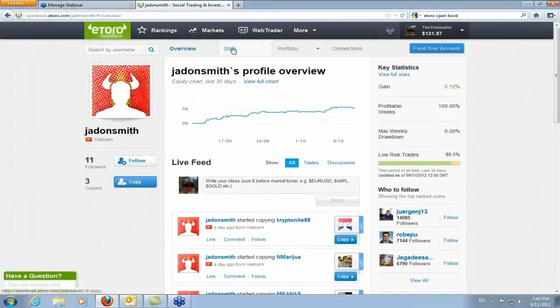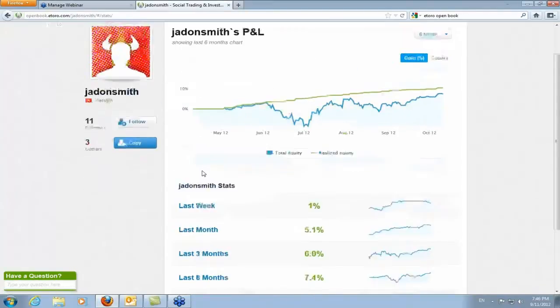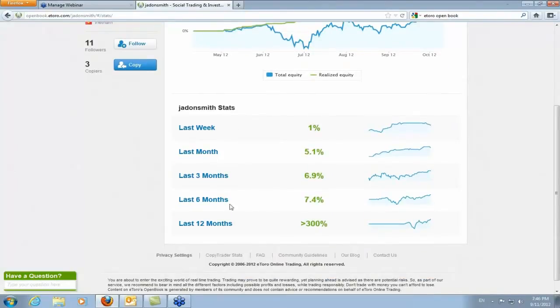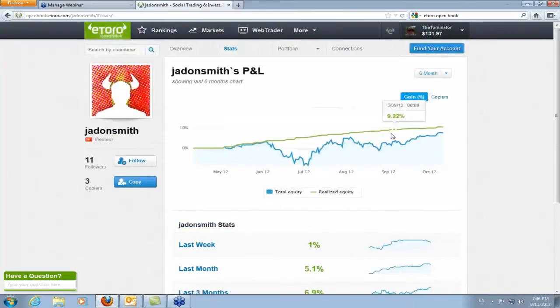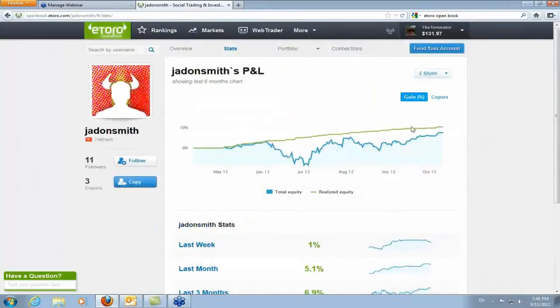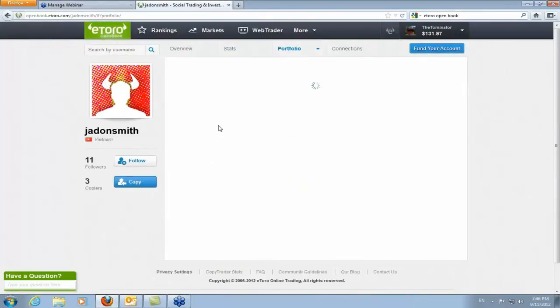Let's look at the stats that he can offer us. Last week 1%, last month 5%, last 3 months 6.9%, last 6 months 7.4%, last 12 months more than 300%. Pretty amazing. Here's what we're going to do next. Let's look how he created that wealth.